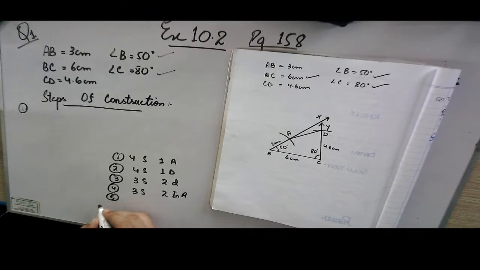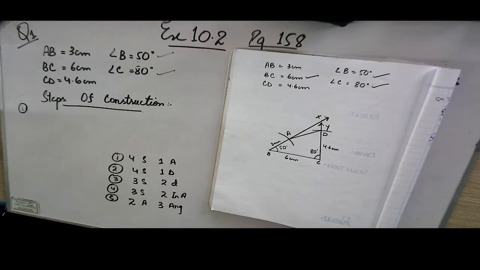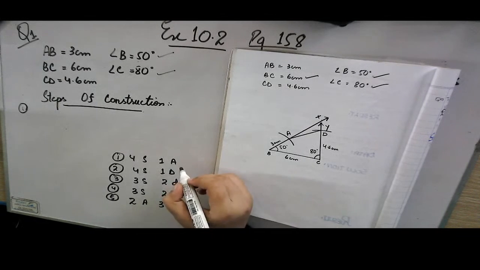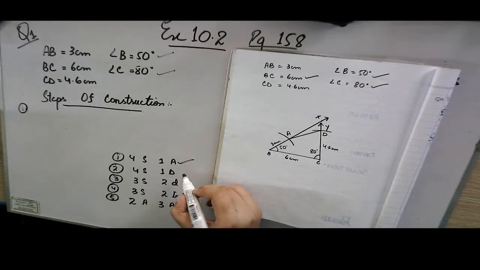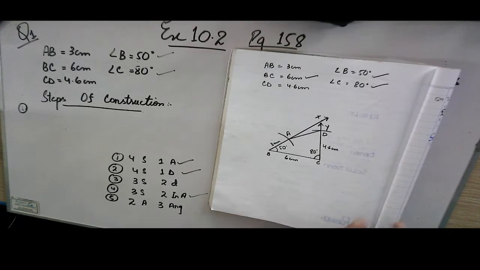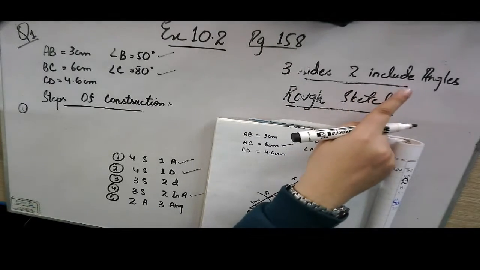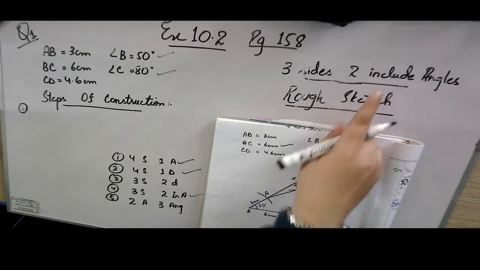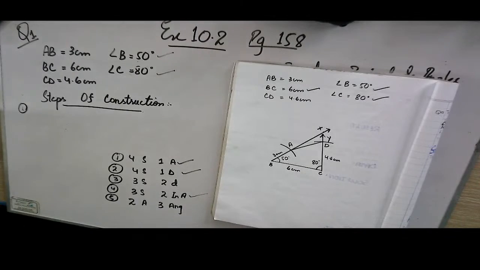And the fifth one is two adjacent sides and 3 angles. Clear? So we have discussed 4 sides, one angle. We have discussed 4 sides and one diagonal. Now we are forming the quadrilateral by 3 sides and two included angles. So you have to mention 3 sides and two included angles. Then students, what you have to do?